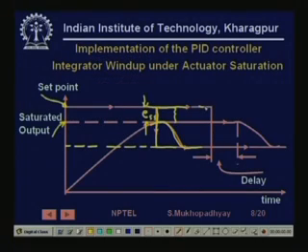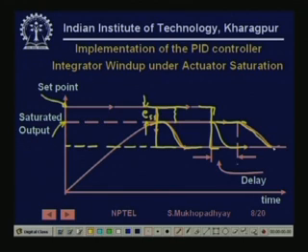Now suppose that after some time the set point is reduced. What is going to happen? While it would have been desirable that the output immediately falls down and reaches the desired steady state point, it does not do that. Rather, it continues at the same level, ignoring that the set point has been reduced, and only after some time does the control start to respond to the set point. This phenomenon is called integrator wind up.